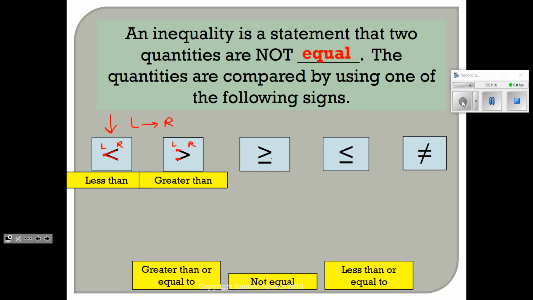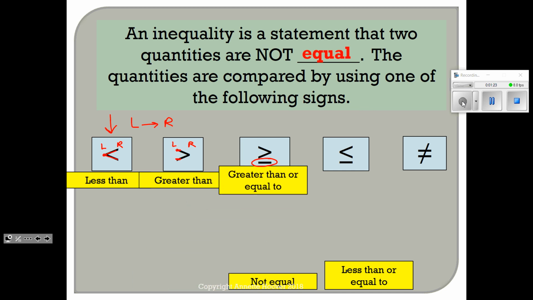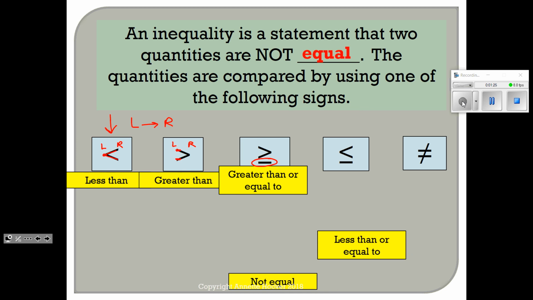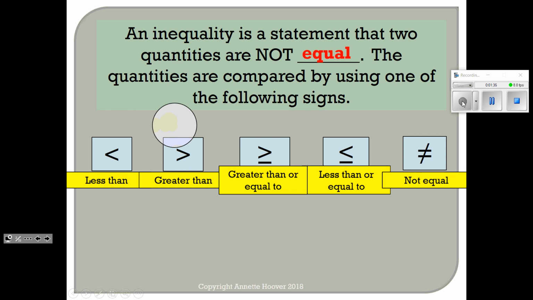If you include a line like this underneath it, it means it's greater than or equal to. The next one is less than or equal to. And the last sign is not equal to. So you need to recognize these 5 signs and what they mean as we go throughout this lesson.